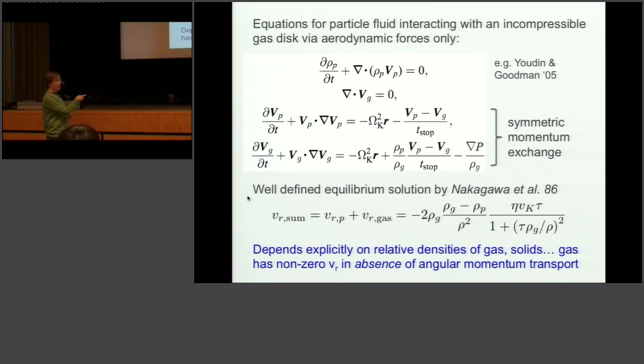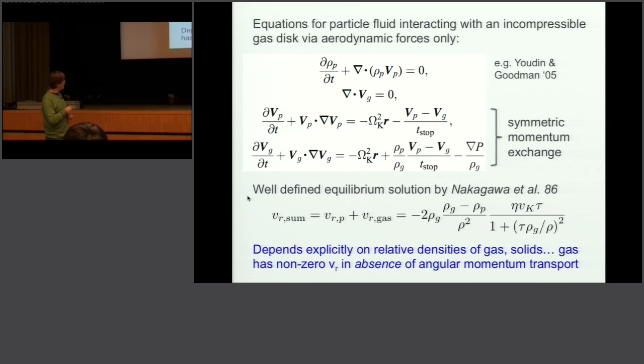These terms are directly equivalent if we're in this regime where the particle density and the gas density are actually the same, okay? Which is what we just said. So you can take these equations and look for the equilibrium solution for the radial drift in that case, and that's a solution by Nakagawa and collaborators in 1986.